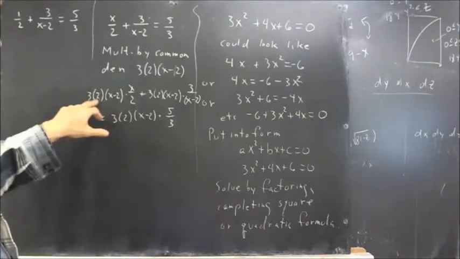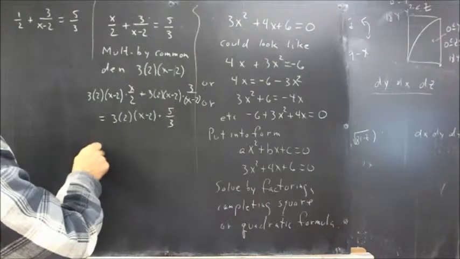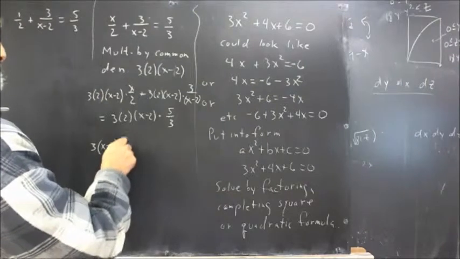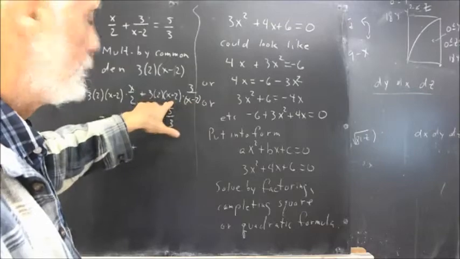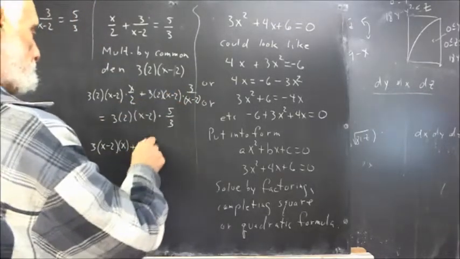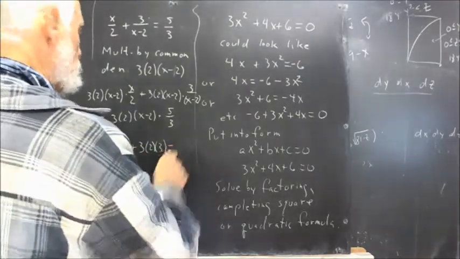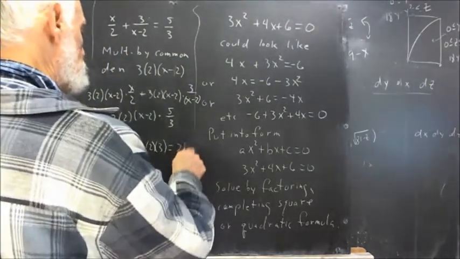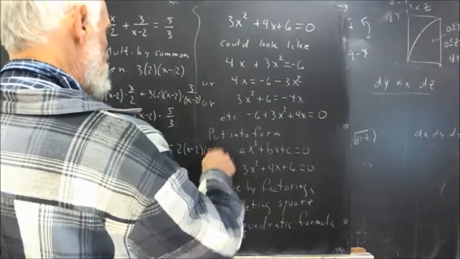This 2's in the denominator, this 2's in the numerator. The 2 divides the 2 and leaves us with 3 times x minus 2 times x. Here, the x minus 2 divides the x minus 2, leaving us 3 times 2 times 3. And on this side, 3 divides the 3, leaving us 2 times x minus 2 times 5.